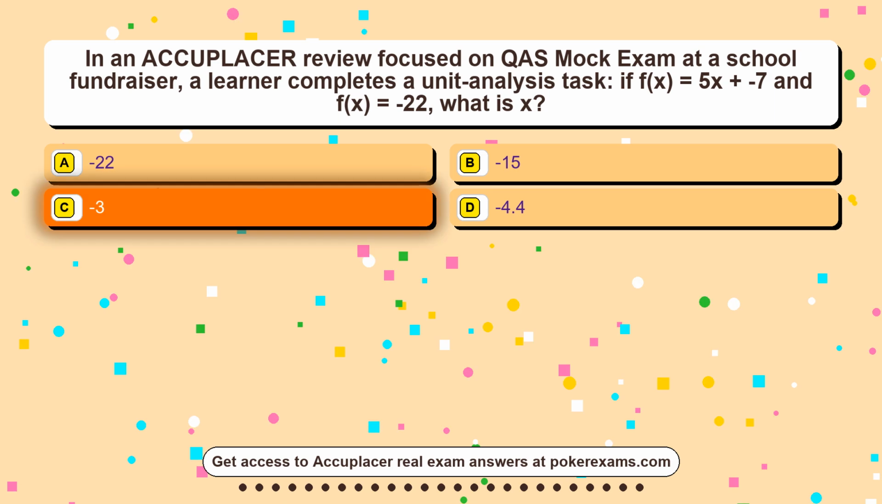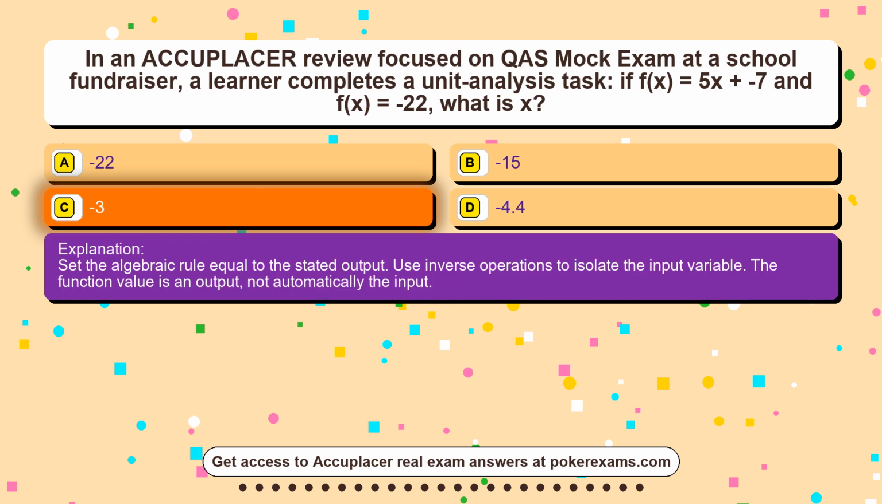The correct answer is option C, minus 3. Set the algebraic rule equal to the stated output. Use inverse operations to isolate the input variable. The function value is an output, not automatically the input.